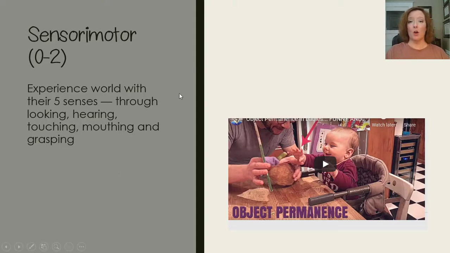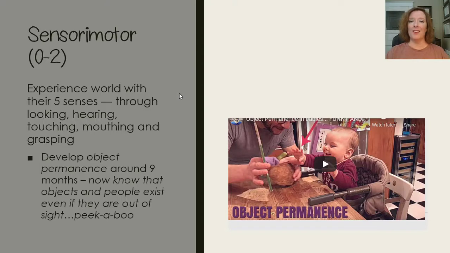The second part of that word is motor. So they're also learning to motor around. They're learning how to get around. They're learning how to crawl, scoot, walk, run during this stage. They also develop this thing called object permanence around 9 months. And this is when we now know that objects and people exist even if they're out of sight. So if somebody walks out of the room, they don't think that they've just poofed out of existence. You can play peekaboo with them. This is a really fun developmental stage with children. Let's watch an example of this father playing with his child using the concept of object permanence.